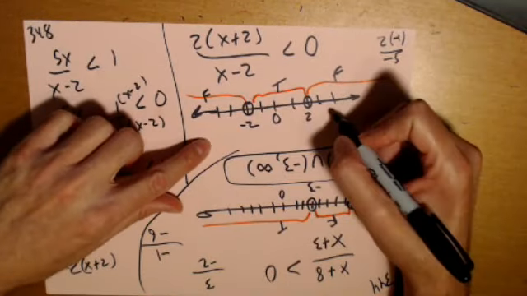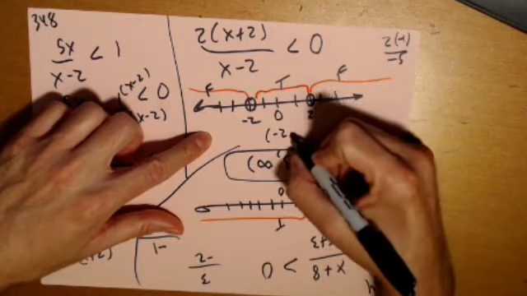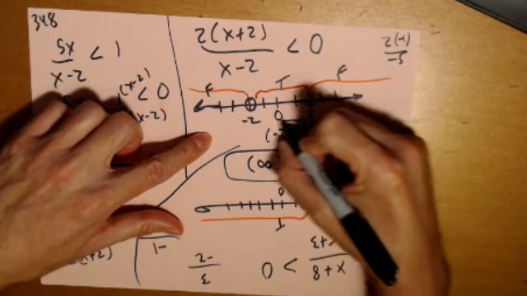So communicate this answer. It goes from negative 2, parenthesis, to 2, parenthesis.